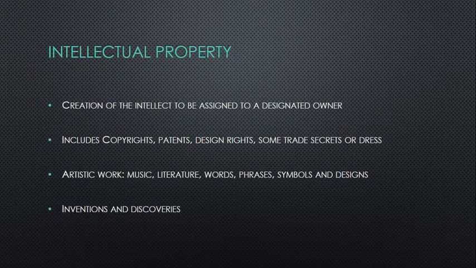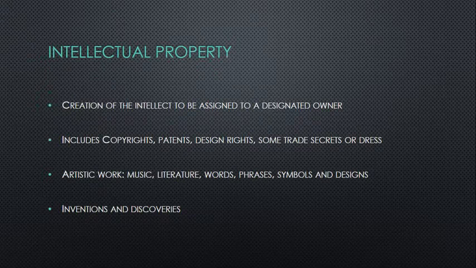So of course, let's start with intellectual property as a whole. Intellectual property is a creation of any intellect to be assigned to the designated owner. So it's essentially just something that you or one person has created that's specifically assigned to you as the designated owner, creator of a type of product, service, item, whatever. Intellectual property can include copyrights, patents, design rights, some trade secrets, and dress. Copyrights are pretty much artwork, written works, patents, design, etc.